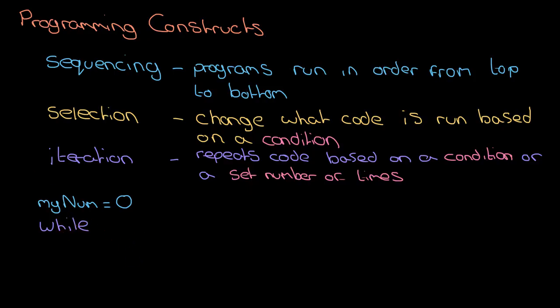So while, and then we're going to have a condition, my_num. Let's do my_num is less than 2. Okay, so whilst my_num is less than 2, then we're going to run the computer code, and we're going to keep doing it until my_num is no longer less than 2. And so we'll have what? We'll just do something simple here: my_num equals my_num plus 1. Okay, so we're just going to add on 1 to my_num each time.